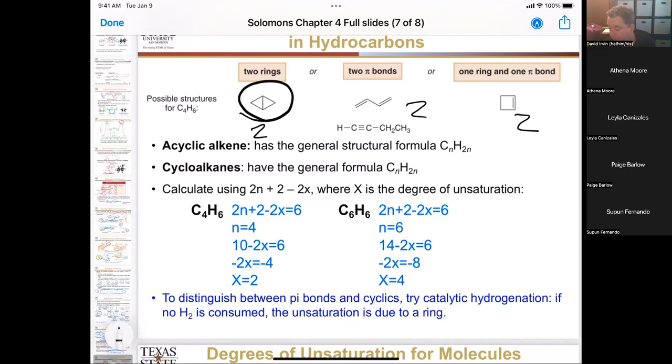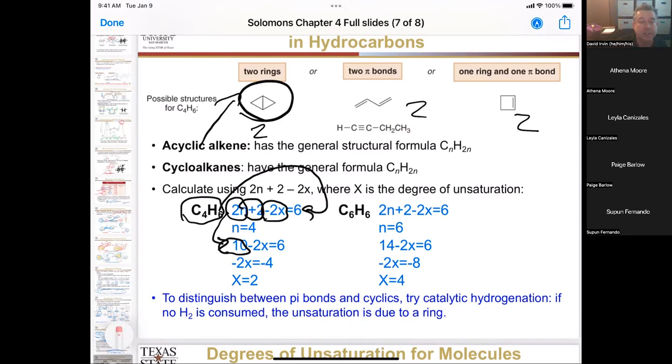Let's double check. This is our formula for this one right here. We have 6 hydrogens and 4 carbons, so that means our N is 4. So our 2N is a total of 8, plus 2 gives us 10. Then we have minus 2x. We are looking for x. And our 6 is the number of hydrogens, at the other end of the equation. That's where this 6 comes from. So now we have our 10.